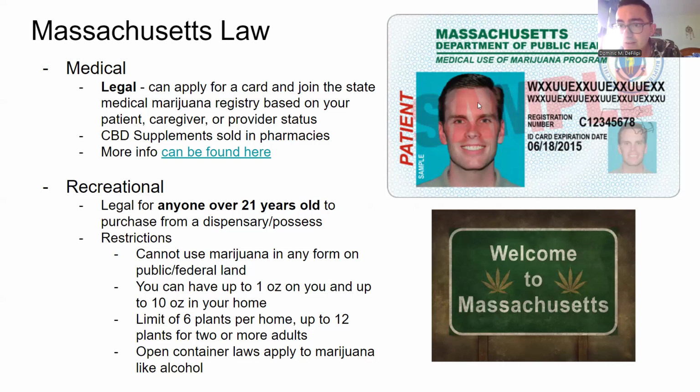It looks just like this. You might not be able to see me with the thumbnail, but you can see it looks like a photo ID. You get a registration number and an expiration date, and it can be renewed. It can be used for CBD supplements sold in pharmacies as well. Medically, that can be gotten without a card, of course. But if you want to go to an actual medical grade dispensary, there are many in and around, especially the Springfield area. More info can be found on the website if you click.